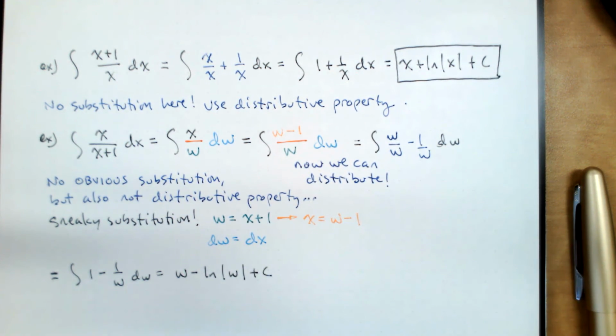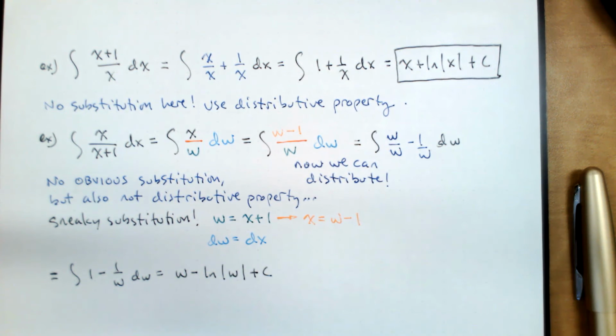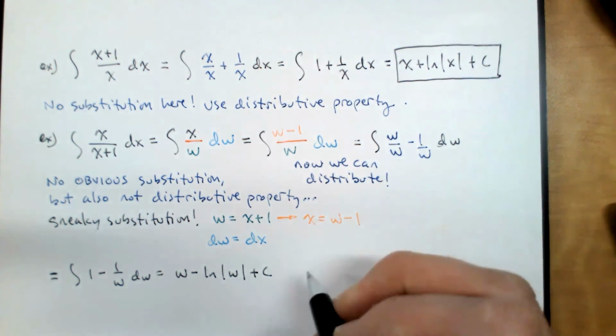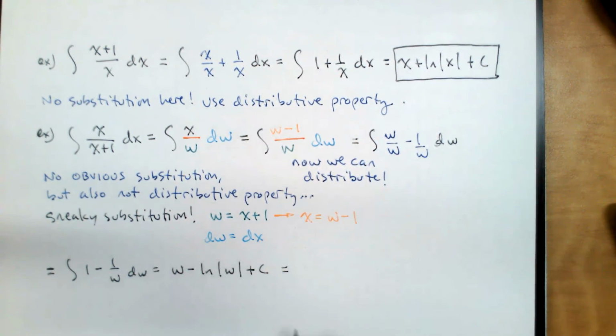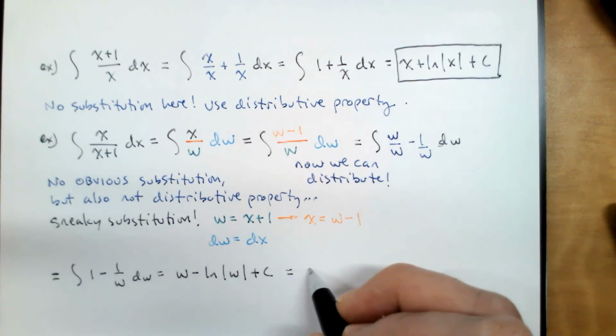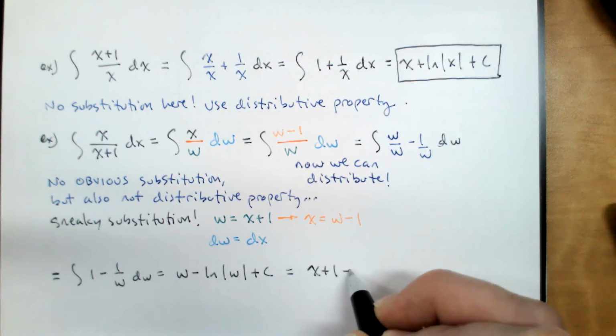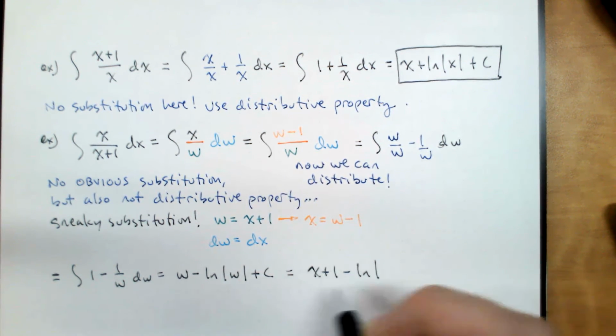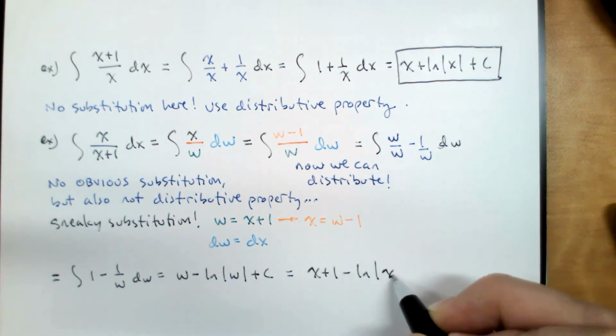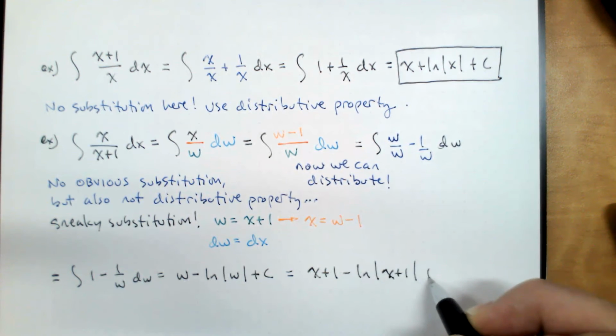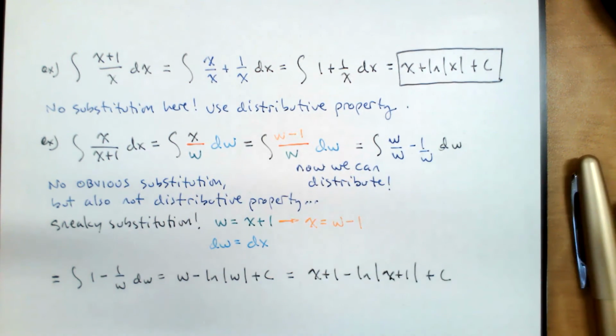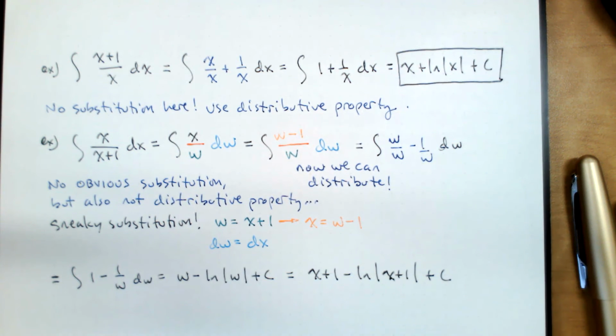This is not the answer. This is still in the language w. I translate it back to the language of x. So w is equal to x plus 1. And I'm still going to need my absolute values around the x plus 1 because it might be negative. Any questions?